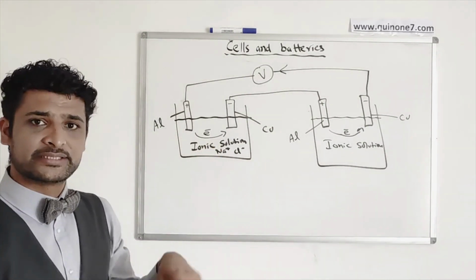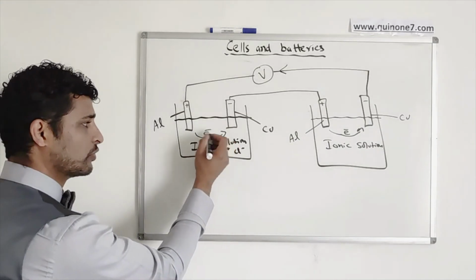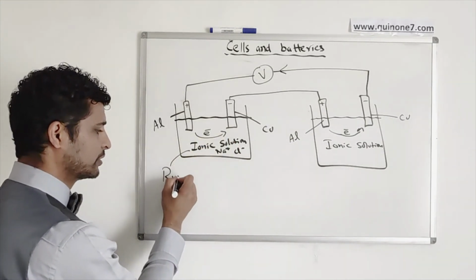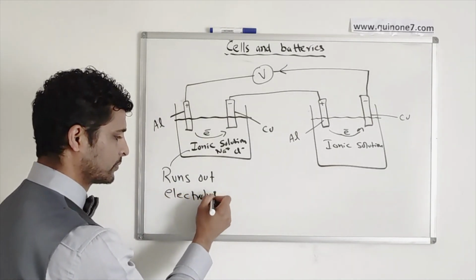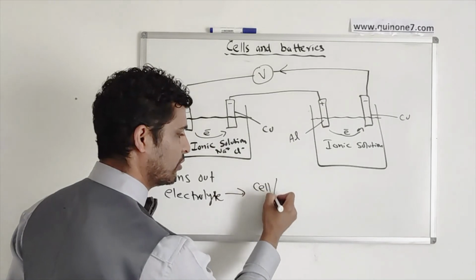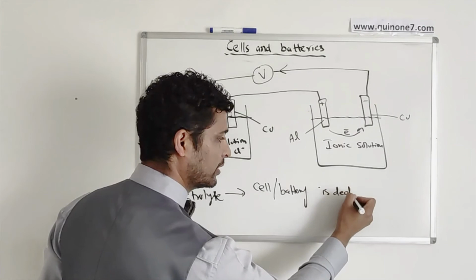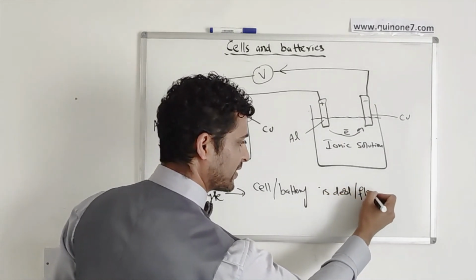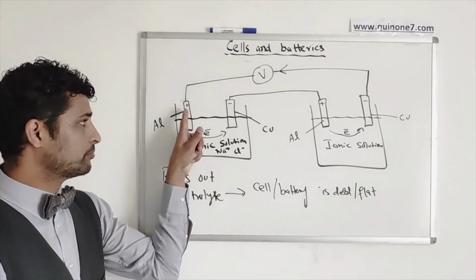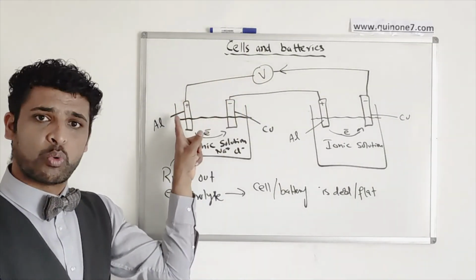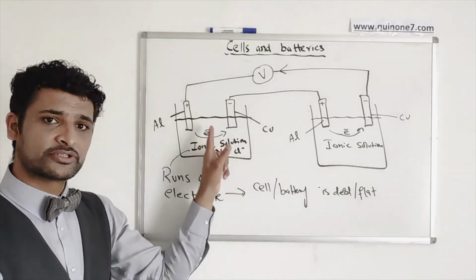The electrolyte is responsible for flowing the current. The moment your electrolyte runs out, you always say the cell or the battery, at the moment we're talking about battery, is dead, or you will say it's flat, it's not working. So the potential difference depends on what type of metal or electrode you're using, and also what type of solution you're using.